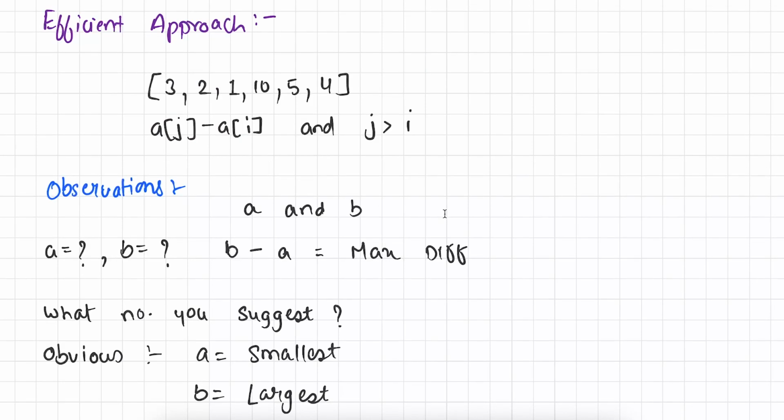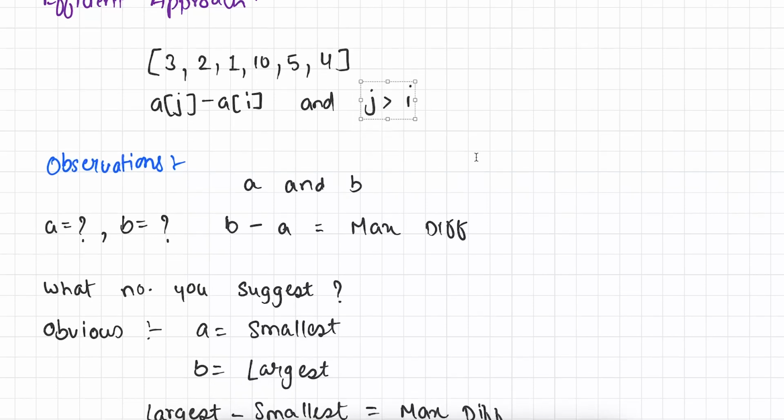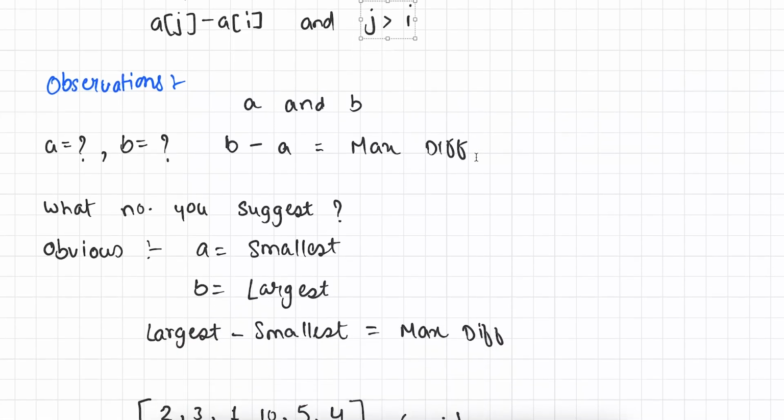So alright, let's see the efficient approach to solve this problem. The array is given as 3, 2, 1, 10, 5, 4. We have to calculate the difference by subtracting a of i from a of j, and the condition is j should always be greater than i.